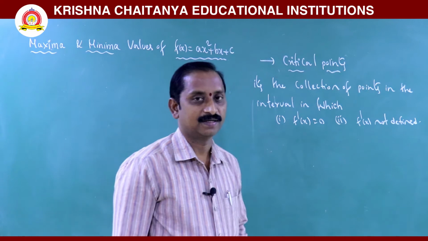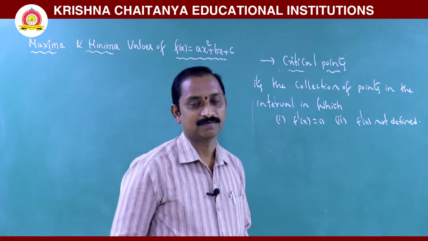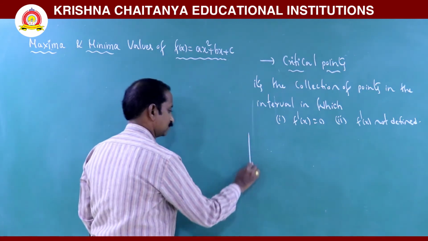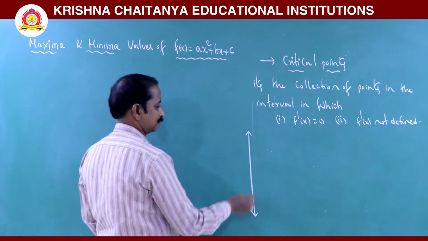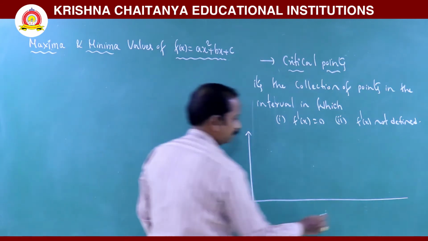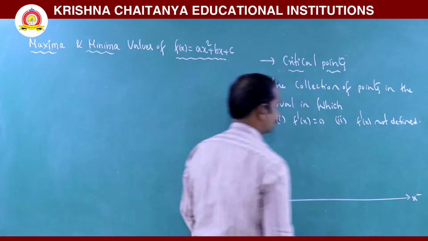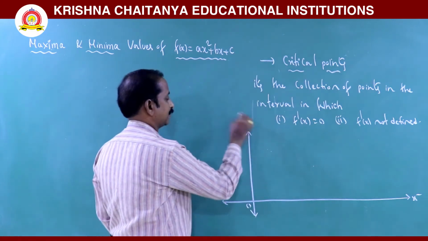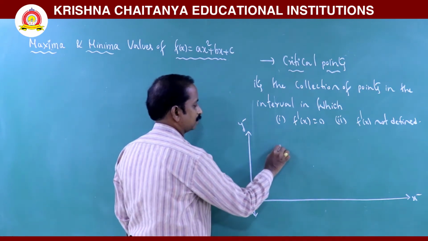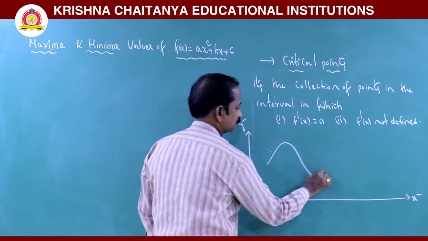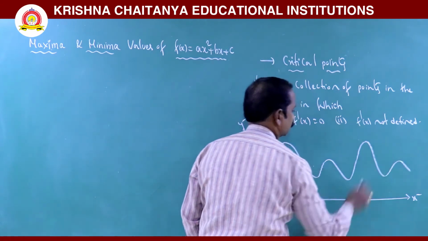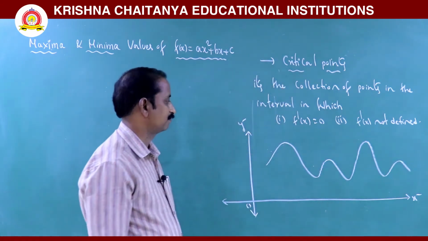For example, let us consider a curve y is equal to f of x in a two-dimensional plane. Let us consider the y axis and the x axis, with their point of intersection as the origin. So, this is the x axis, and this is the y axis. The curve y is equal to f of x looks like this. I can draw the curve, for example, like this.